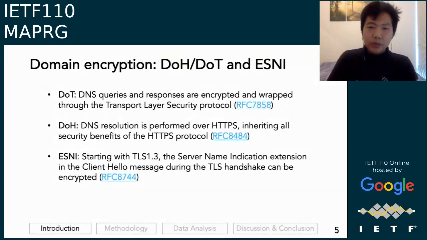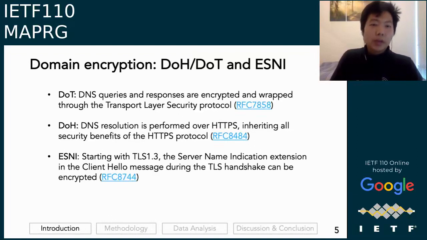To address the previous security and privacy problems of plain text domain names being exposed on the wire, domain name encryption has been suggested in several proposals, with DoT coming first. Here, DNS queries and responses are transmitted over a TLS channel. With DoH, DNS resolution is performed over HTTPS, through port 443 instead of 853, and therefore inherits all of the security benefits of the HTTPS protocol.